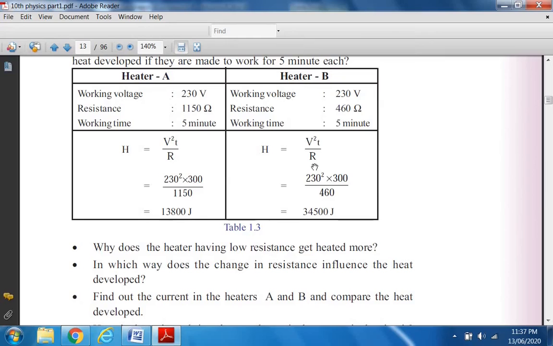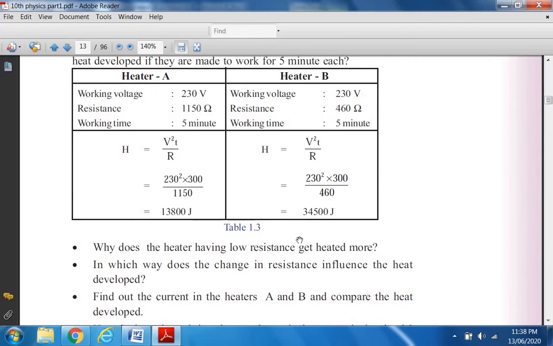In the case of the heater with low resistance, the heat energy produced is 34,500 joule. Why does the heater having low resistance get heated more? We know that the factor which affects the heat energy more is the current, the amount of current. If the resistance is low, then the current is high. So low resistance means high current, so it gets heated more.